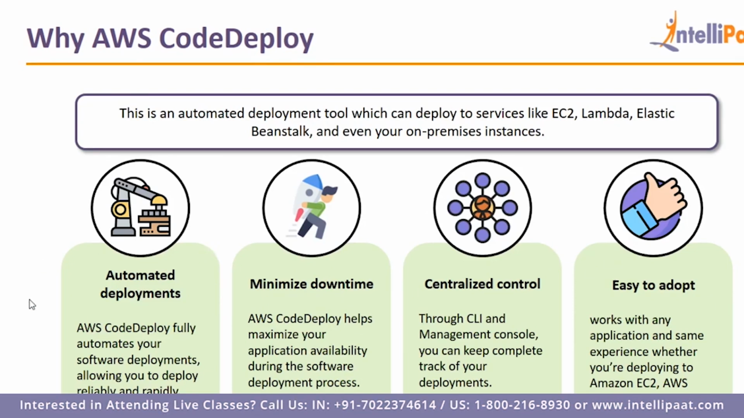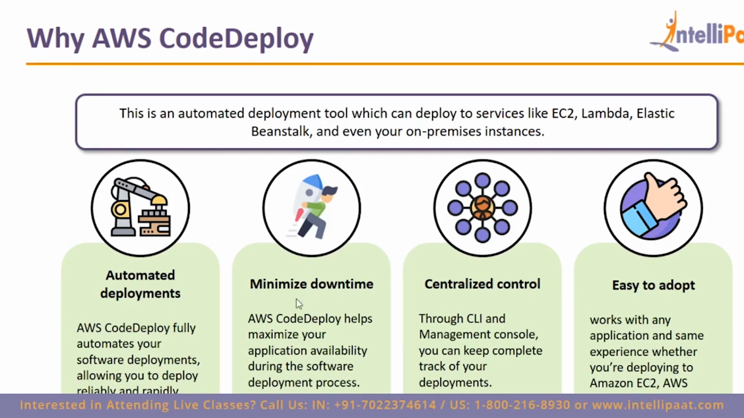First is automated deployments, and then minimized downtime, centralized control, and easy to adopt. The first one is automated deployments. When you set it up, whenever there is a change in your repository, it automatically runs again, builds your code again, and gives it back. So that's what automated deployment means. It doesn't just build and store, it actually deploys it again. Whenever there is a change in your code, it deploys and the change will be visible in your website.